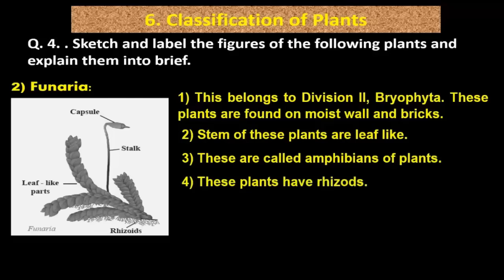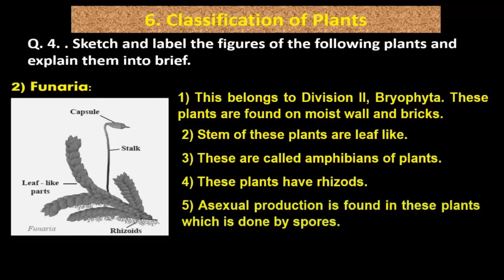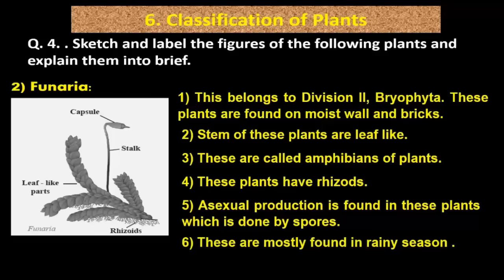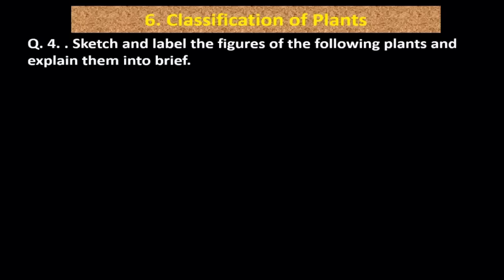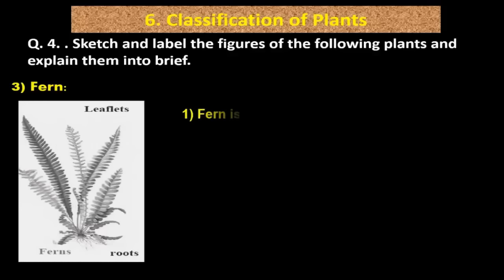4. These plants have rhizoids. 5. Asexual production is found in these plants, which is done by spores. 6. These are mostly found in rainy season. 3. Fern. 1. Fern is non-flowering plant.